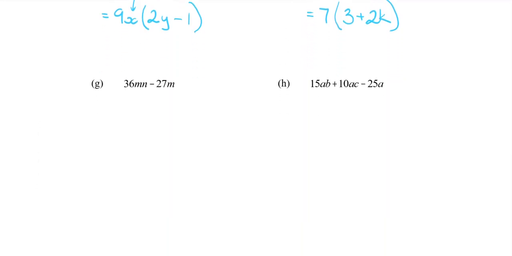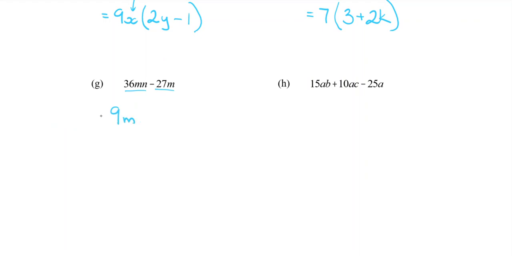Part G. 36mn and minus 27m. So 27 is a smaller number, but it doesn't go into 36, so we'll have to go smaller. We would need to go down to 9. Both of those numbers divide by 9. They also both have an m in them, so m is also a factor.